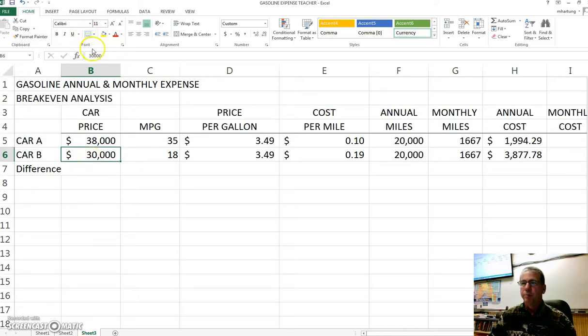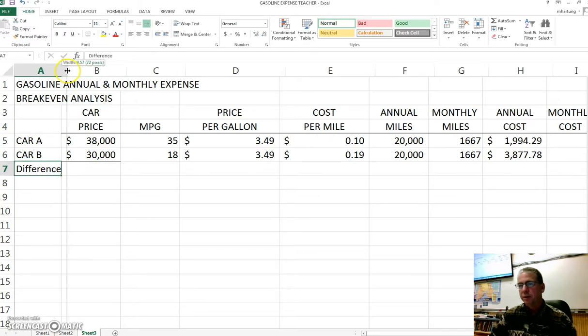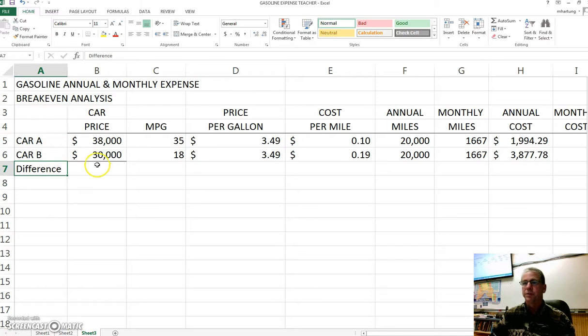I'm going to go ahead and put a border underneath this so we can see that we're going to do 38,000 minus 30,000. Make the column a little bit wider to fit the word difference in. A little border right there. Column a little bit wider. And let's go ahead and do that subtraction. Equals price of car A minus the price of car B.